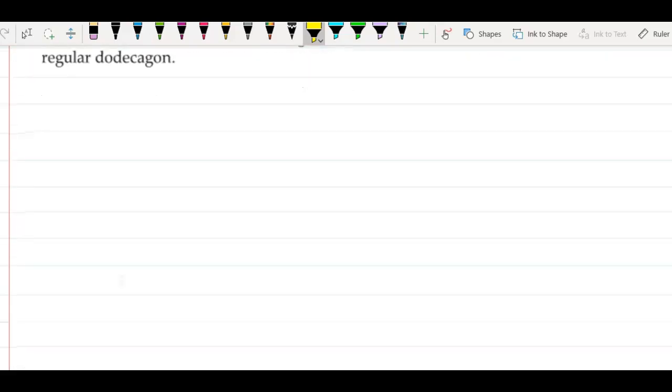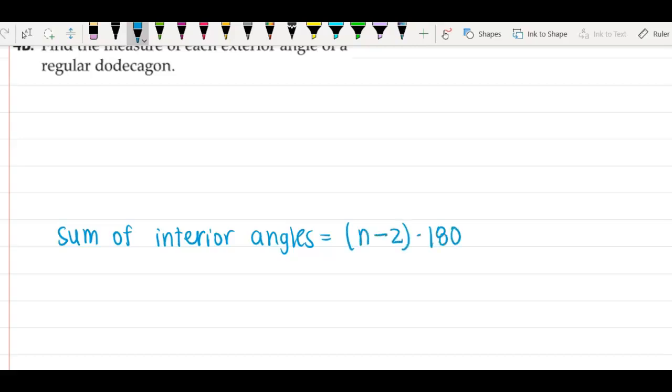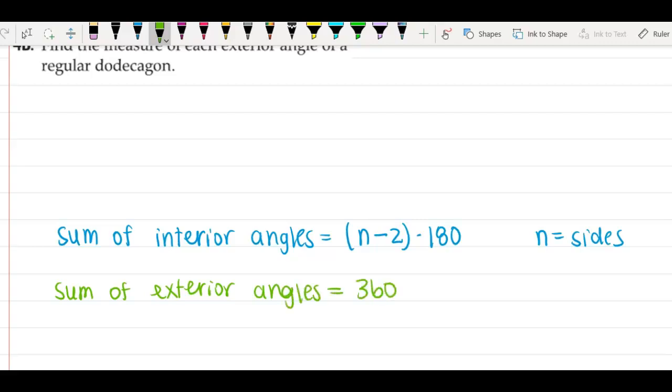Just to recap, if you want to put this at the bottom, I don't really care. I just want to reiterate. Sum of interior angles equals n minus 2 times 180, where n equals the number of sides. Sum of exterior angles is just 360, regardless of the number of sides. So, interior and exterior. And that's it for step 22.